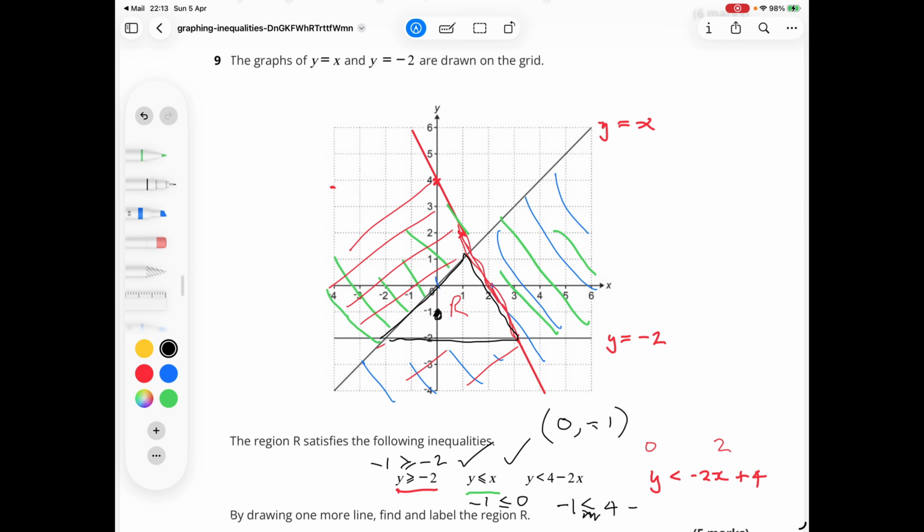And that is how you do inequalities. If you have something else you want me to do let me know. But that's basically how that works.